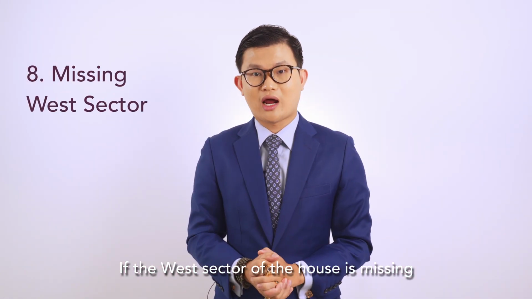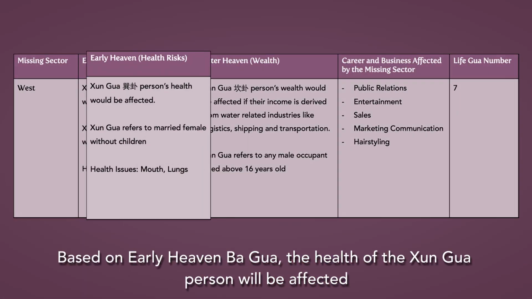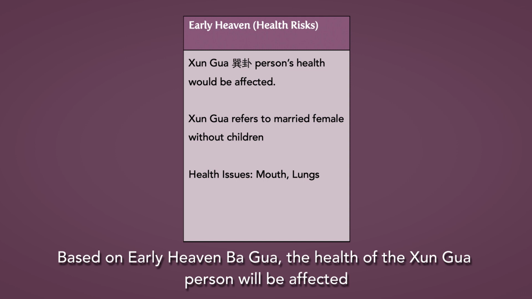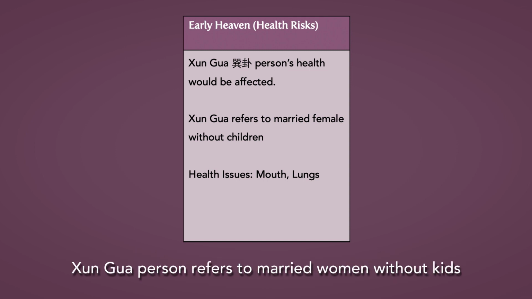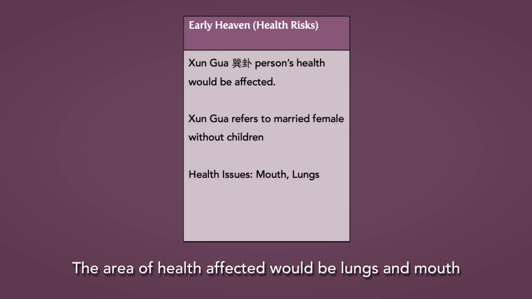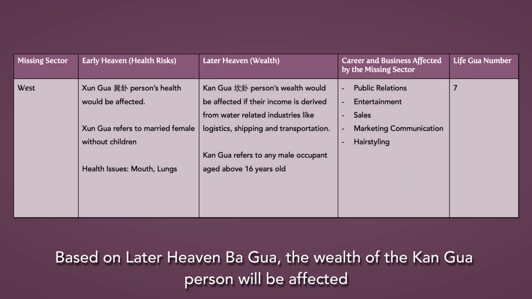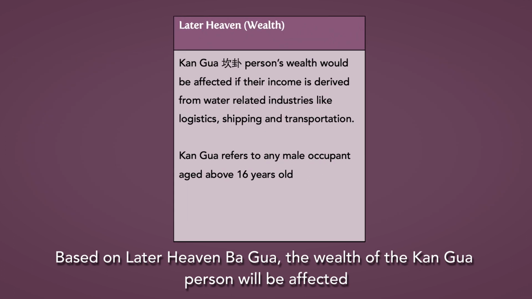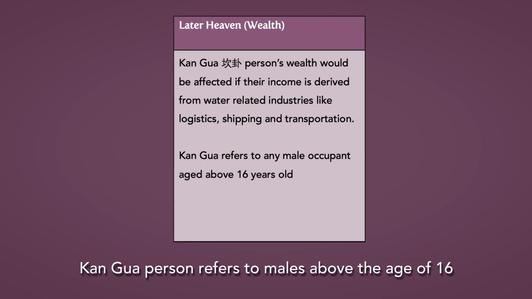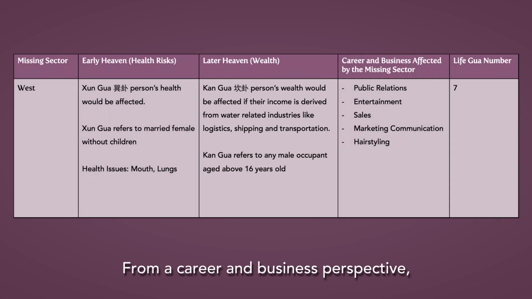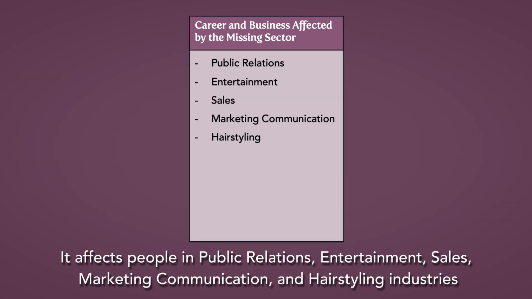If the west sector of the house is missing, based on the Early Heaven Ba Gua, the health of the Xun Gua person will be affected. Xun Gua person refers to married women without kids. The area of health affected would be lung and mouth. Based on the Later Heaven Ba Gua, the wealth of the Kan Gua person will be affected. Kan Gua person refers to male above the age of 60. From career and business perspective, it affects people in the public relation, entertainment, sales, marketing communication, and hairstyling industry.